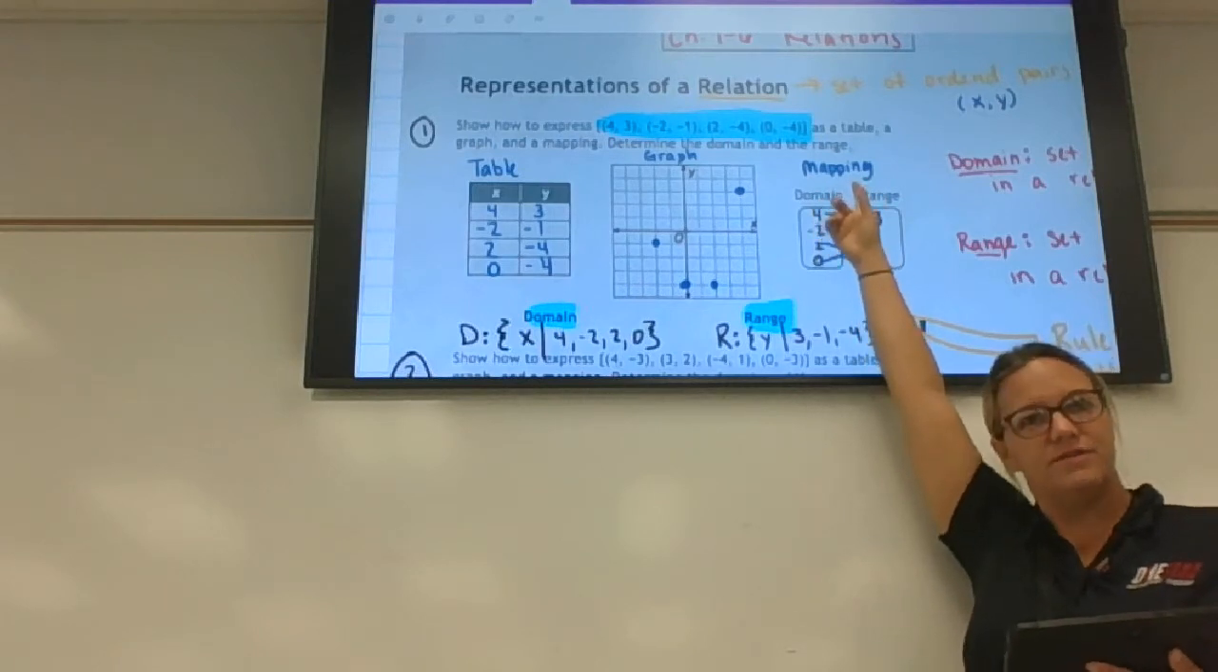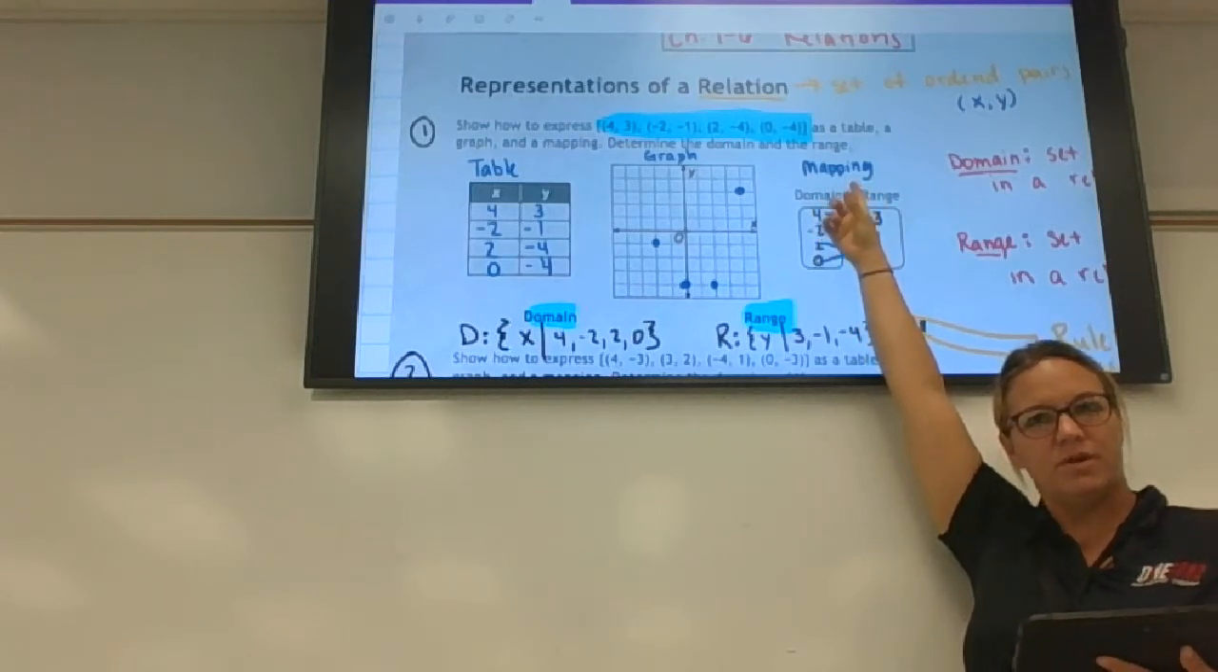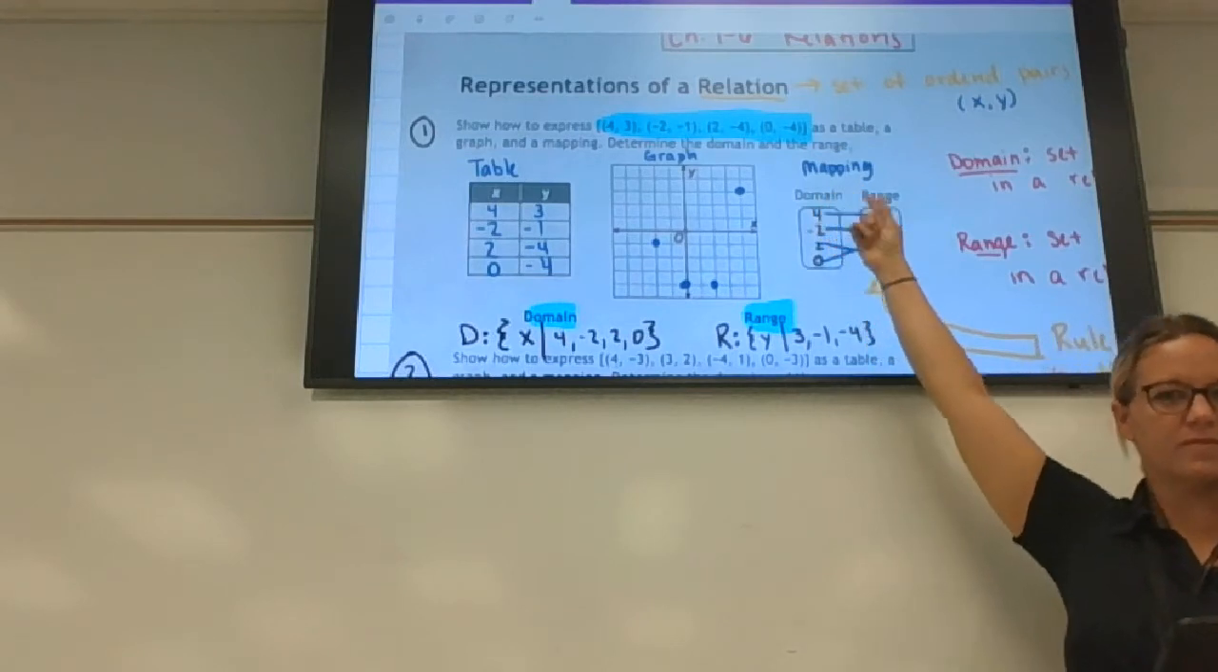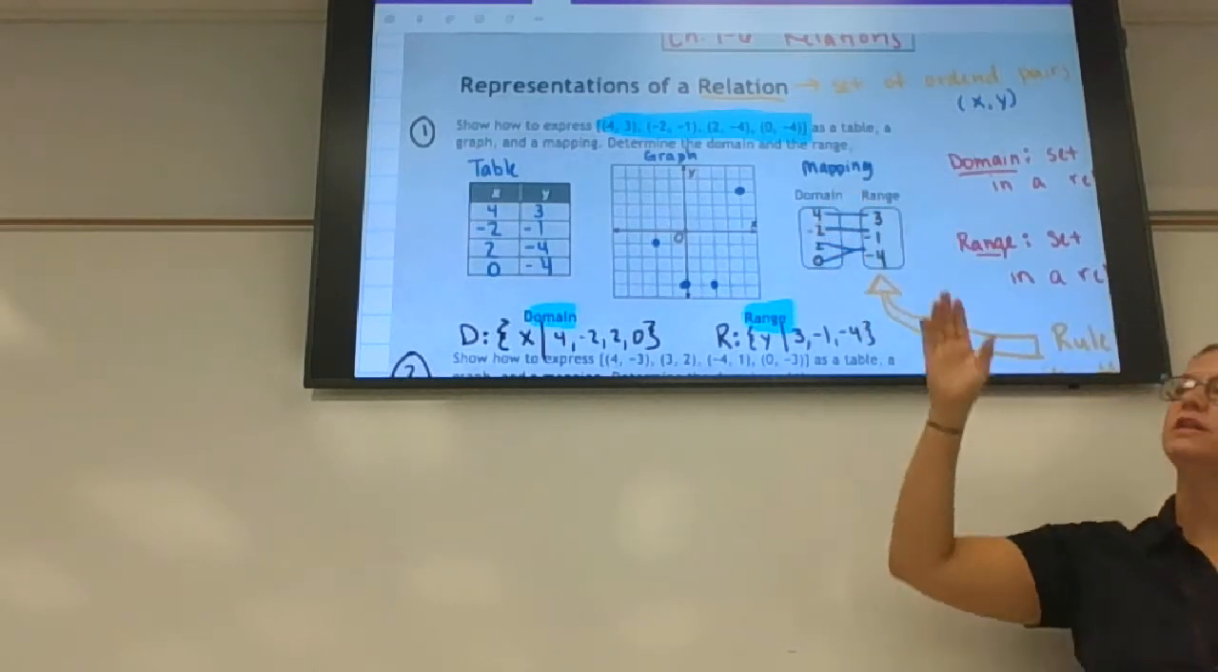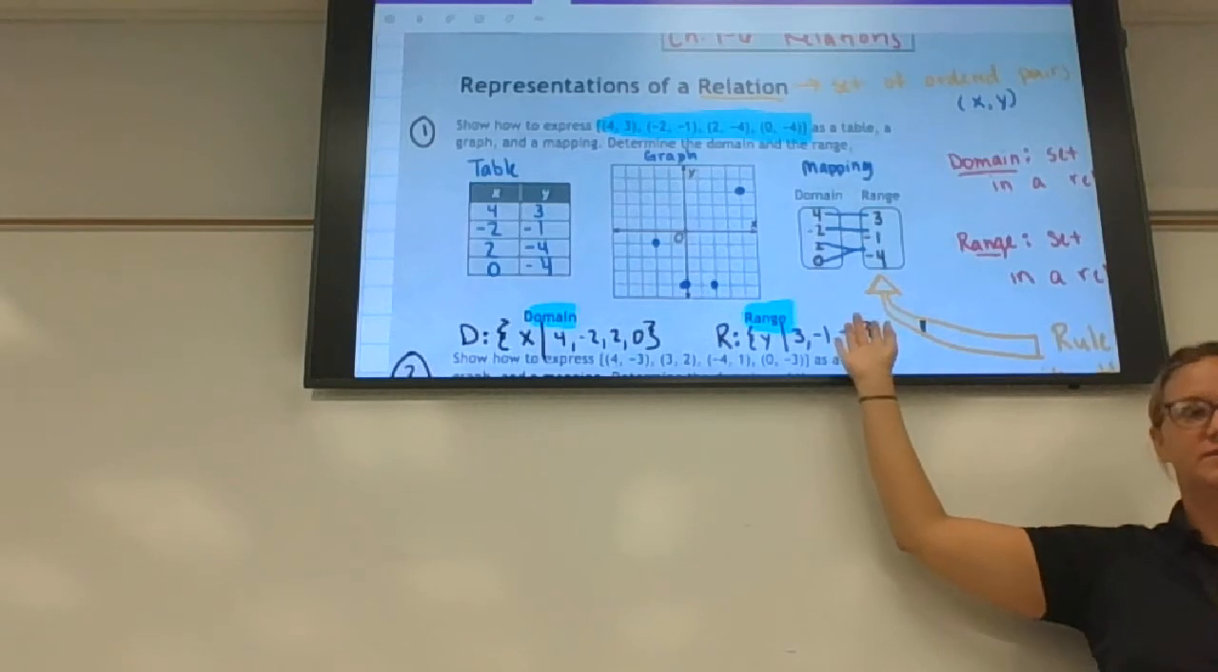Kalia, did you? You can put that device away. So I'm just wondering, did you label this a mapping? So go back and do that.